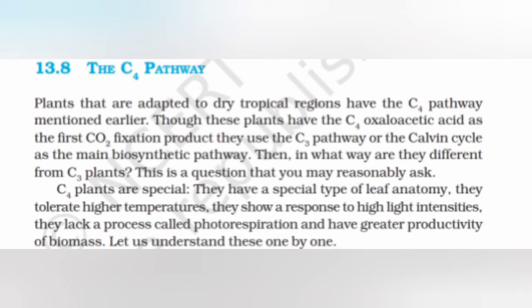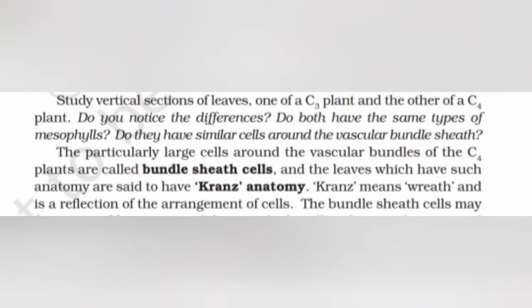C4 plants are special. They have a special type of leaf anatomy. They can tolerate higher temperatures. They show a response to high light intensity, they lack a process called photorespiration, and have greater productivity of biomass. Let us understand these one by one. Study vertical sections of leaves, one of the C3 plant and the other of the C4 plant. We will find some differences.